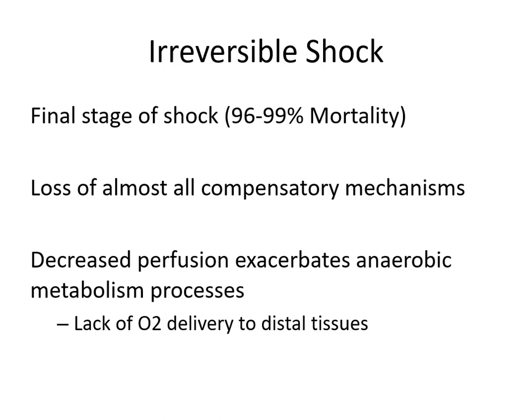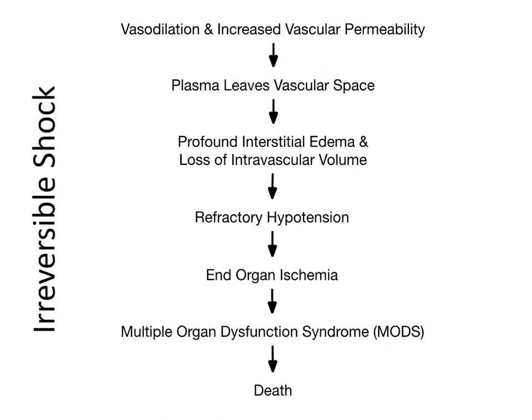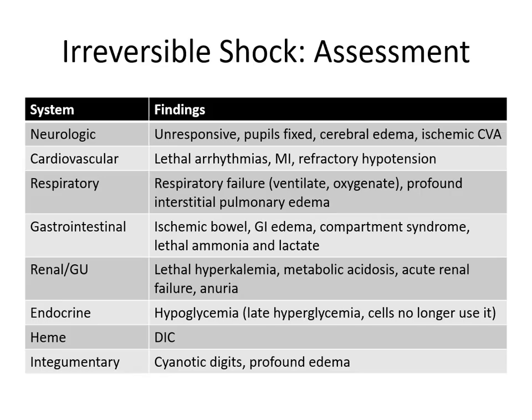Decreased perfusion exacerbates anaerobic metabolism processes. Vasodilation and increased vascular permeability results in plasma leaving the vascular space, contributing to profound interstitial edema and loss of intravascular volume. This results in refractory hypotension, end organ ischemia, multiple organ dysfunction syndrome, and ultimately death. Here I've listed findings consistent with irreversible shock.